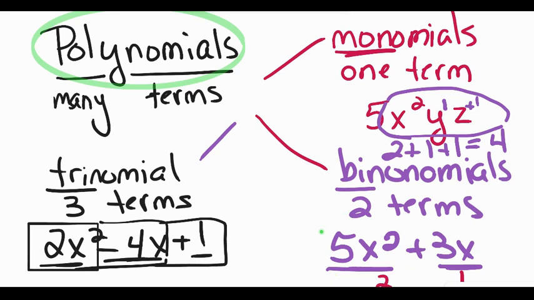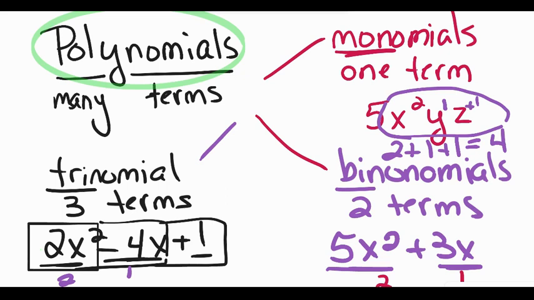Okay, so let's take a look at this trinomial. When we look at this trinomial, the degree of this term here is 2. And the degree of this term here is 1. And the degree of this term here is 0, since there is no variable there. It's 0. So the degree of this polynomial or this trinomial would be 2 because that's the highest degree of that polynomial. So you have to look at each one and see which term has the highest degree.